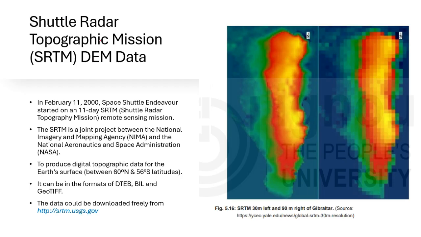Firstly we will talk about Shuttle Radar Topographic Mission data. On February 11, 2000, this SRTM remote sensing mission was started, and it was a joint project between NIMA and NASA. NIMA is basically the National Imagery and Mapping Agency, and NASA, you all know, is the National Aeronautics and Space Administration. It produces digital elevation data for Earth's surface between 60 degrees north and 56 degrees south latitudes. These data sets are available in DTED, BIL and GeoTIFF formats, and they are freely available for downloading. Here is the website link.